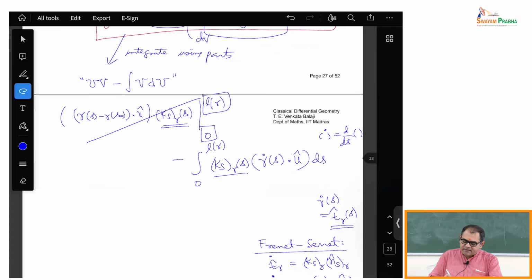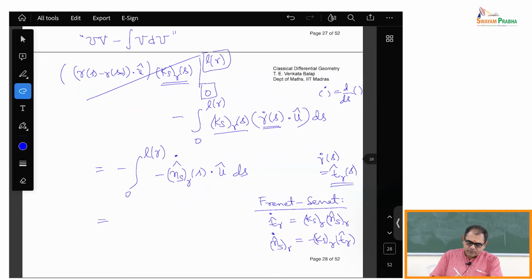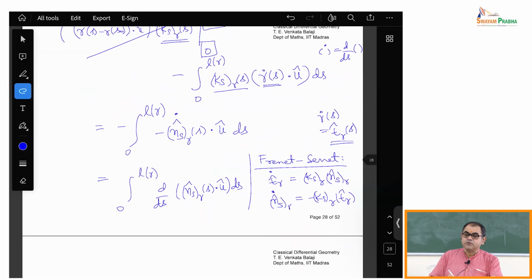Now of course this is a scalar, I can club it with this vector, so it will be minus the integral 0 to L of gamma, and this is going to be minus n cap sub gamma dot of s dot u cap ds. So I'll get 0 to L gamma of d by ds of n cap sub gamma of s dot u cap ds, because u cap is a constant vector.